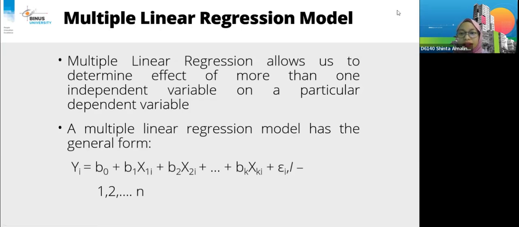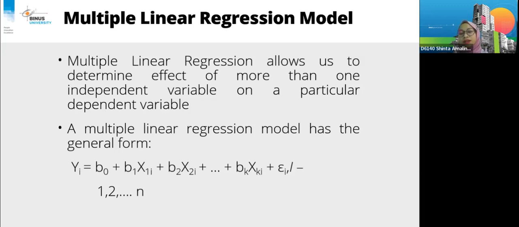So these multiple linear regressions, actually, this is how the equation should be. Y stands for the dependent variables. B0 or alpha, we call it the constant value, and B1 is the coefficient, and X1 is the first independent variable, followed by B2 as the second coefficient of the second independent variable. So actually, simply Y stands for the dependent variables, while X stands for the independent variables.